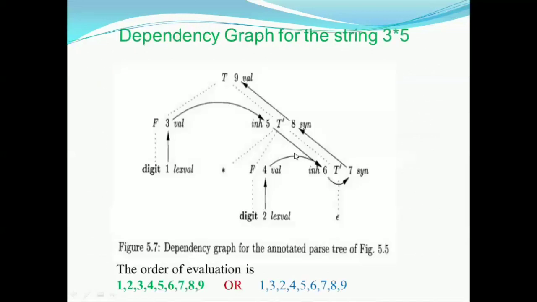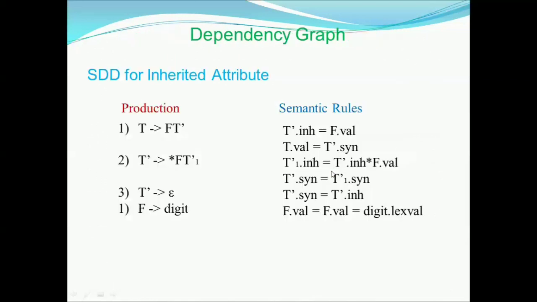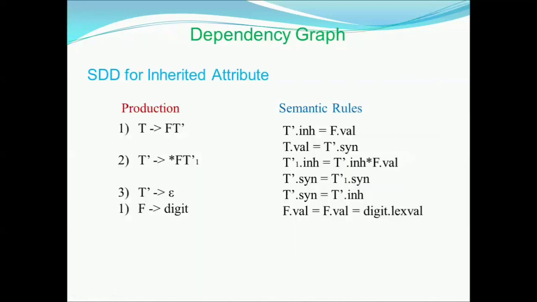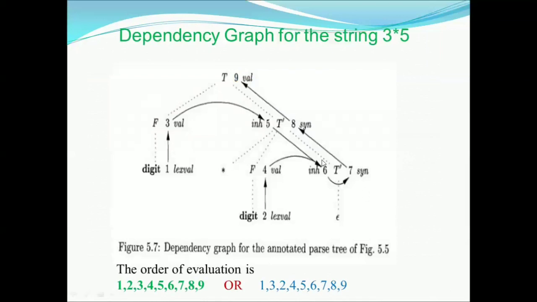Once I get this value, my next evaluation will be T dash value, so I'm supposed to execute this. In order to get this T dash value, I have F value, I have T value. So once again I need to execute, and this value will be assigned to this value. So how to write that rule? That is T1 dash dot inherited. My T1 dash dot inherited is equal to T dash dot inherited multiplied by F dot value.